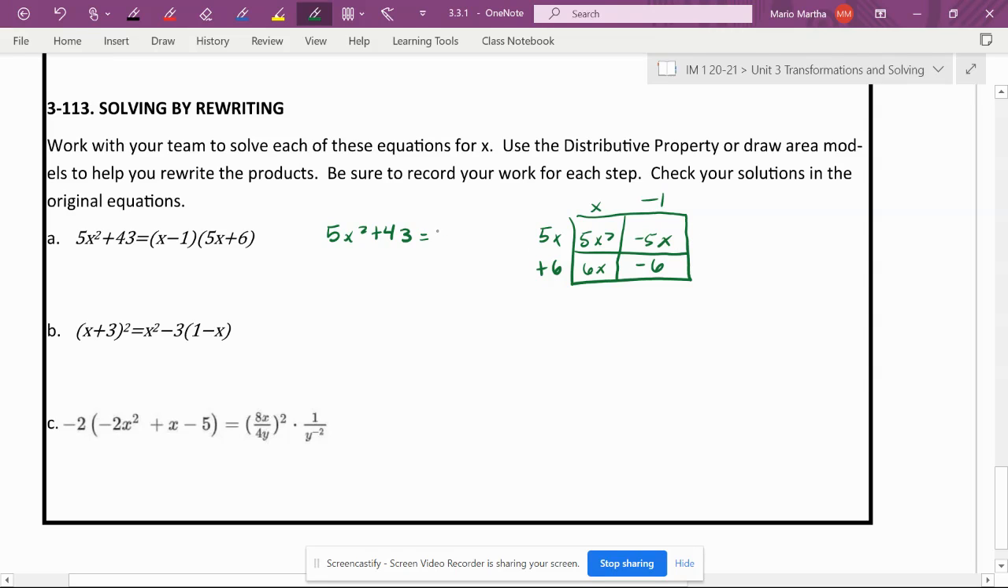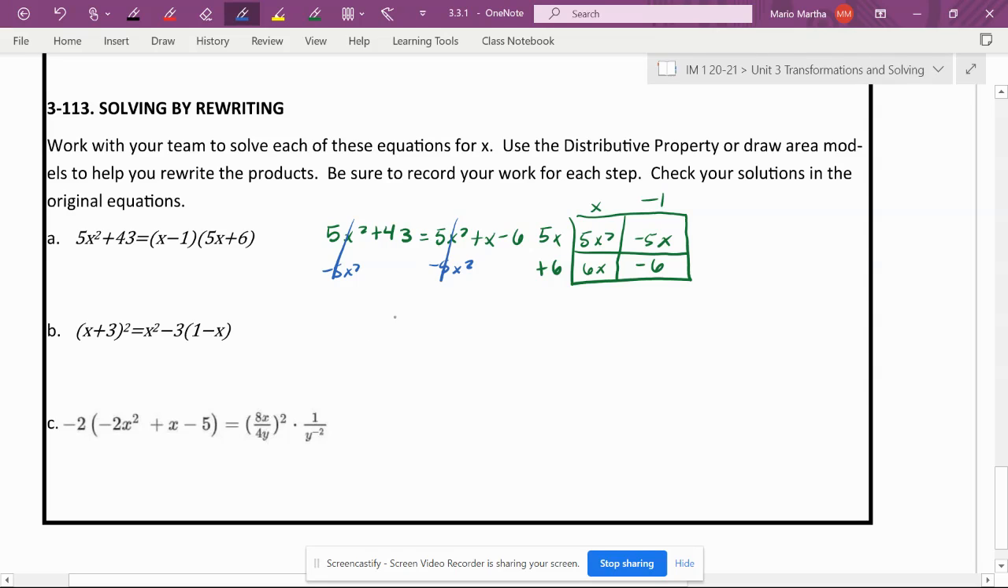So this equals 5x squared. Combine the like terms, 6x minus 5x is positive x, minus 6. All right, and then we want to start solving. So what we're going to do first here is subtract 5x squared from both sides. It doesn't matter which side you start, because if you notice, both of them are the same.